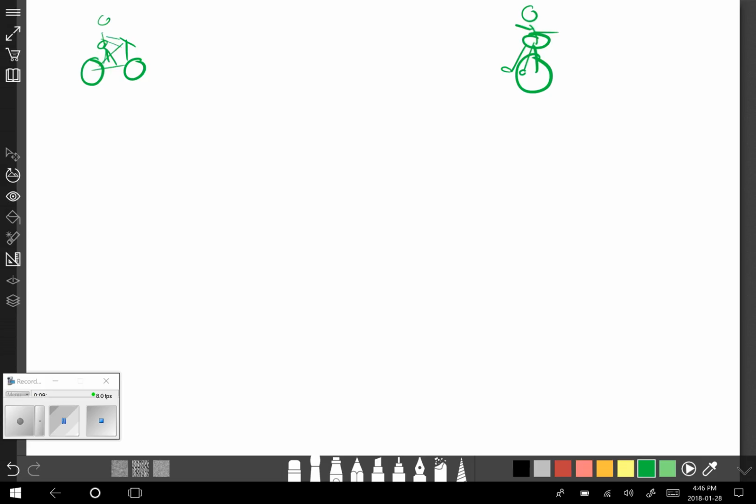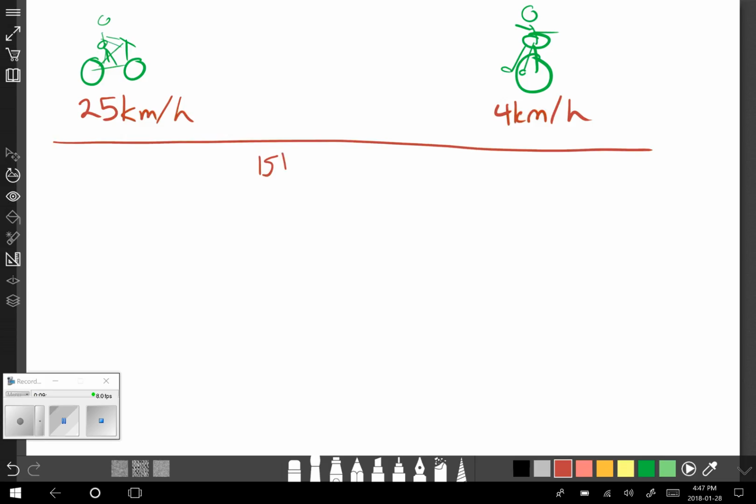Okay. The person on the unicycle is traveling at a rate of 4 kilometers per hour. Okay, and the person on the bicycle can go pretty fast if you've got skinny tires. Let's say 25 kilometers per hour. All right. And these are two friends that have decided to meet each other between their houses, and they live 15 kilometers apart. Okay, so that's the total distance, and they're going to travel the same route towards each other, and they'll just meet when they meet.